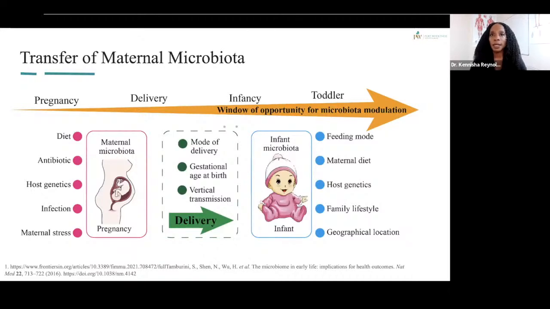Development of the gut microbiome starts early in life. It starts from pregnancy. So the mother's diet, antibiotic use, genetics, infections, and stress are all factors that can facilitate and shape the composition of the microbiome.